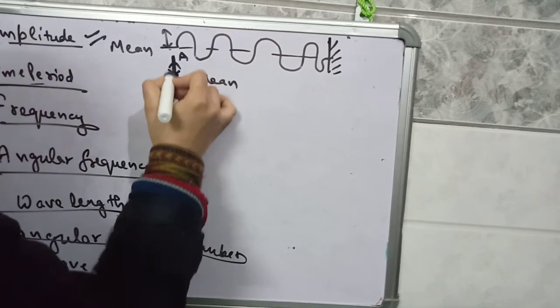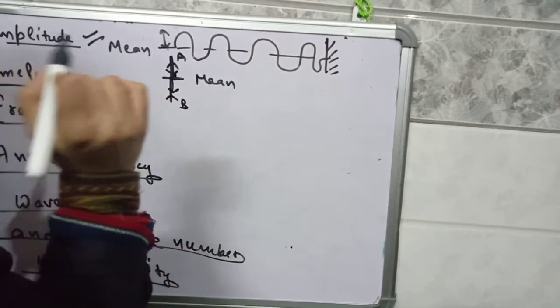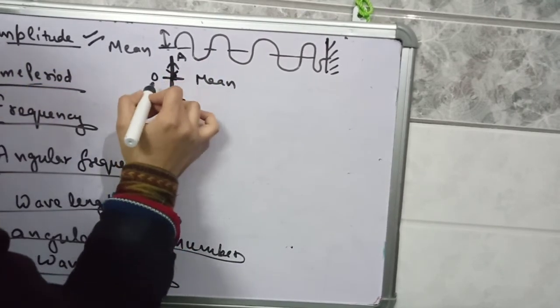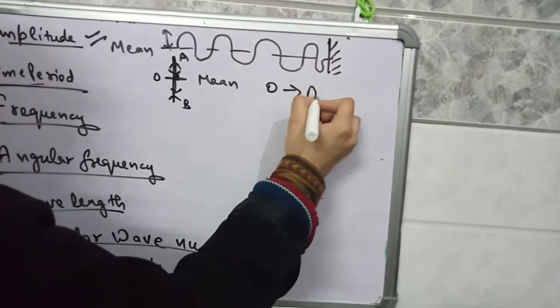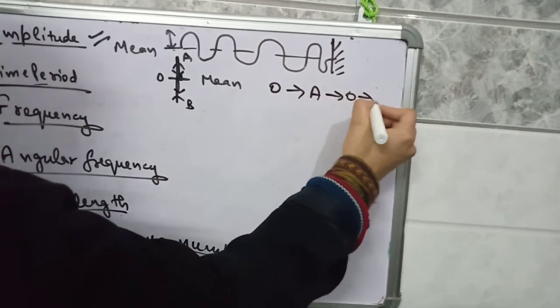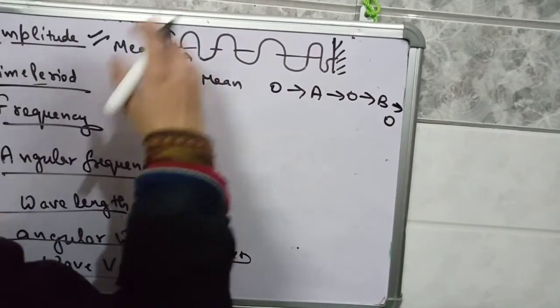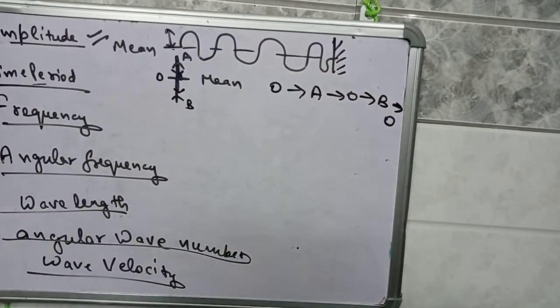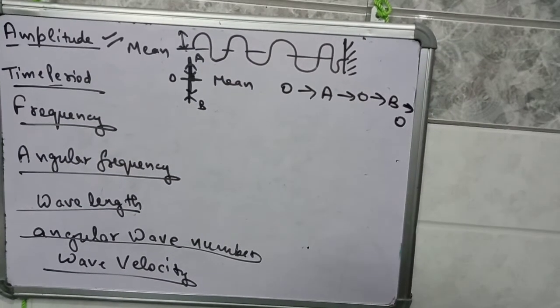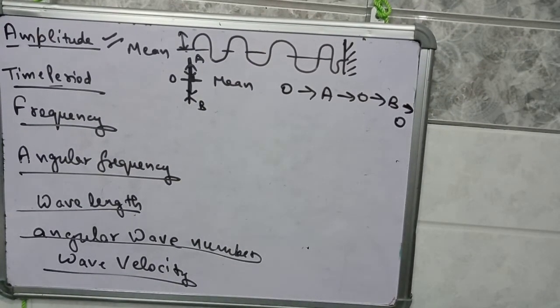So its one oscillation is counted when it goes from mean position O to A, and then A to O, and then again O to B, and then B to O. So in this way its first oscillation is counted. So the time taken to complete one oscillation is known as time period, and its unit is second.